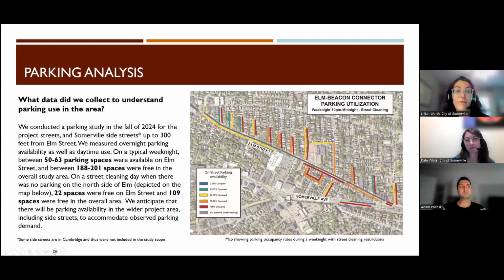A key part of doing all of this work was conducting a parking study this fall to help count the existing number of spaces, but also to measure the parking occupancy in the area to figure out how many cars are actually parked here. We included the streets in the project area, as well as the Somerville side streets that intersect Elm Street up to 300 feet from Elm to really capture the people who might be parking in the area, but not exactly on Elm or the other streets in our project area.